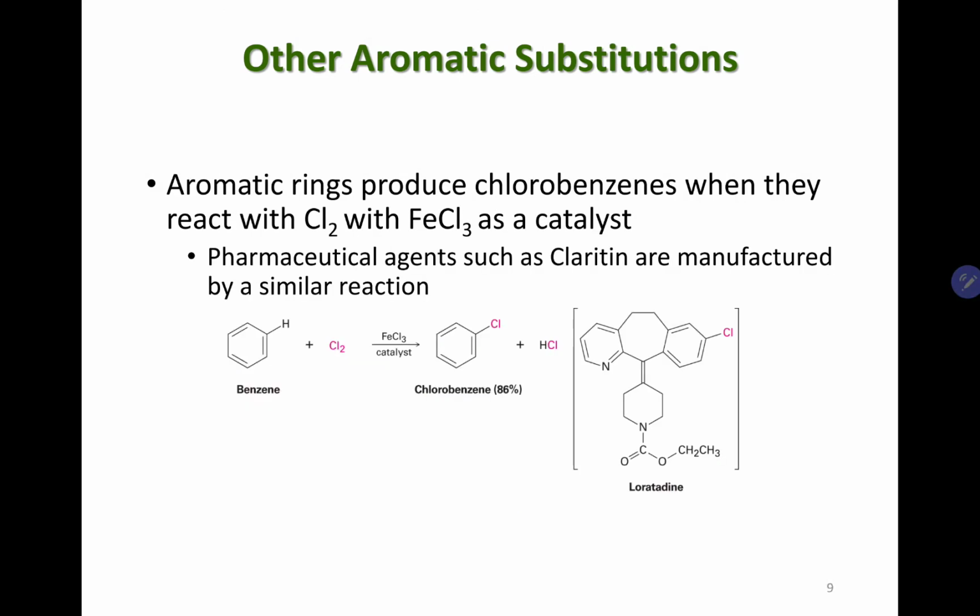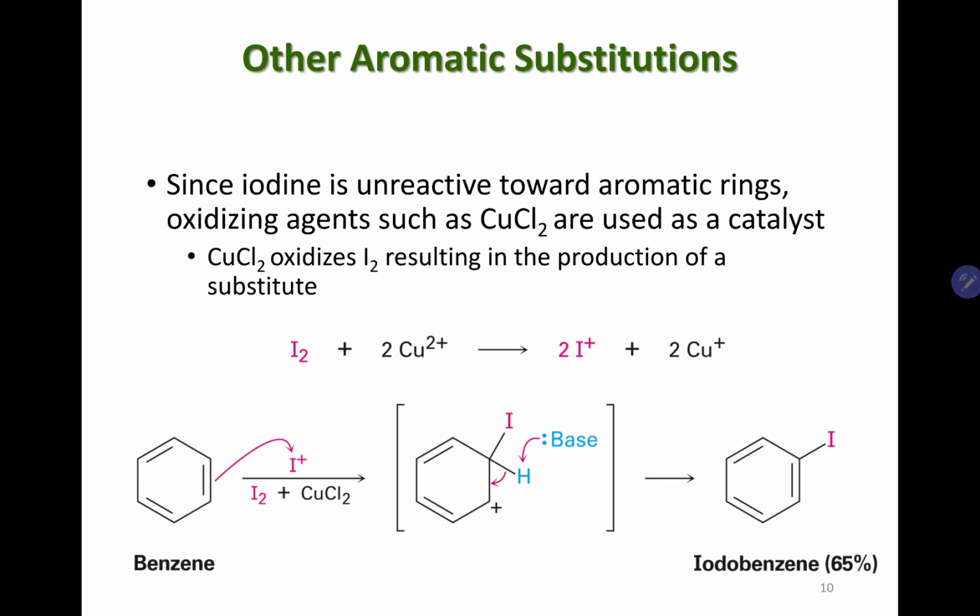Here I have given you an example for chlorination. Of course, here we will use FeCl3 as the catalyst. And this is the use of iodine. If you want to substitute a hydrogen with an iodine, you will use iodine in the presence of Cu2+, or copper(II) chloride, as the catalyst. And then you will get about 65% iodobenzene. So this is how fluorine, iodine and chlorine will react as compared to bromine.